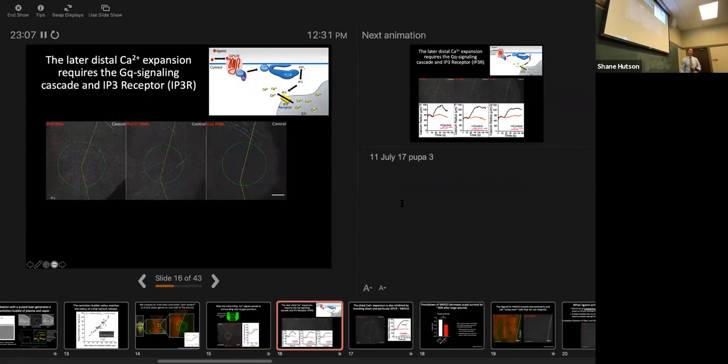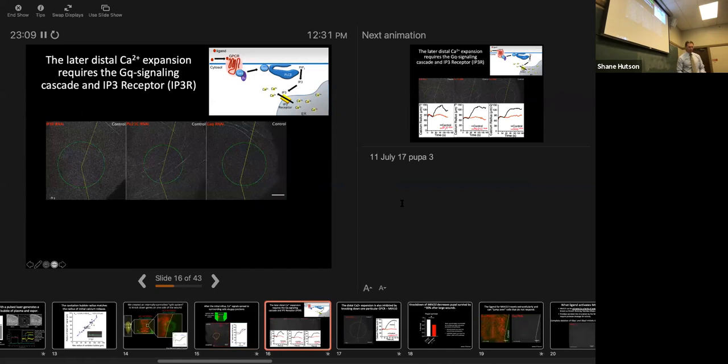All right. Now, that's story one. Story two, trying to figure out what's going on with the distal calcium expansion, right? That later delayed expansion. So we had some hints that it would be related to the IP3 receptor and the Gq pathway, because that's a very common way to get calcium release in cells.